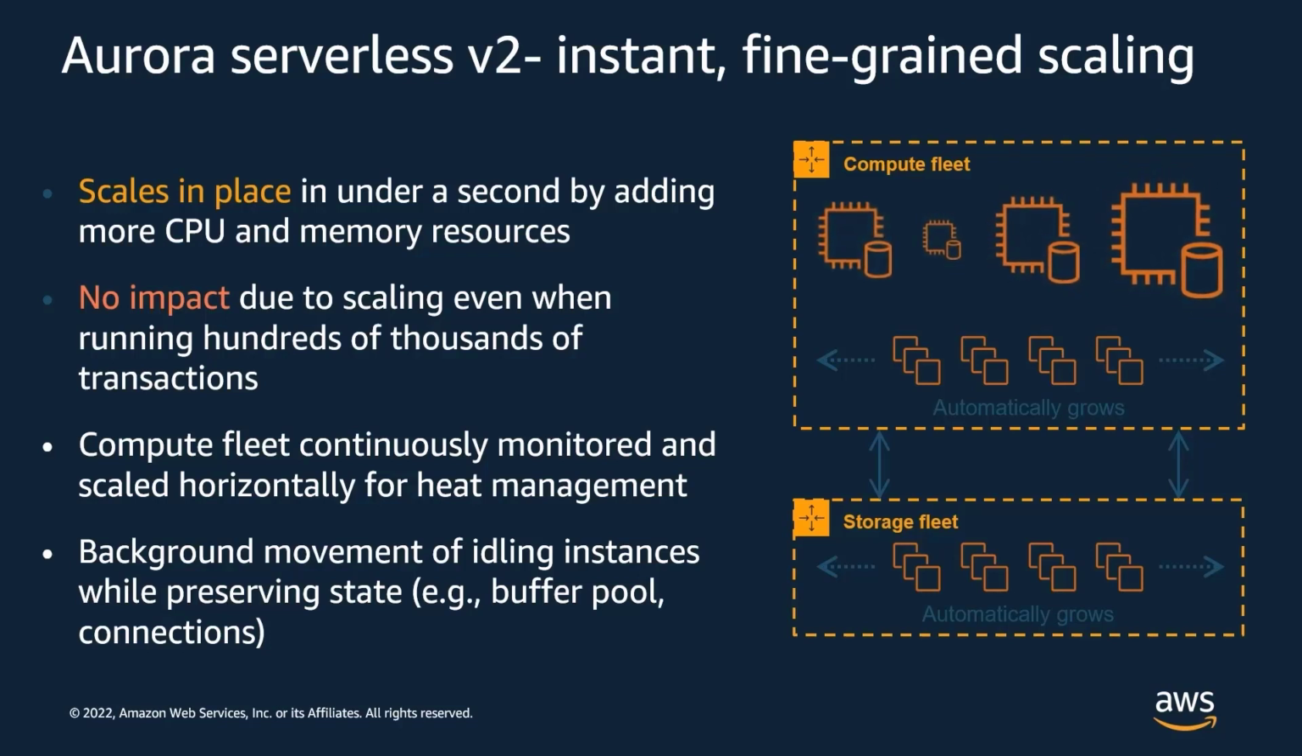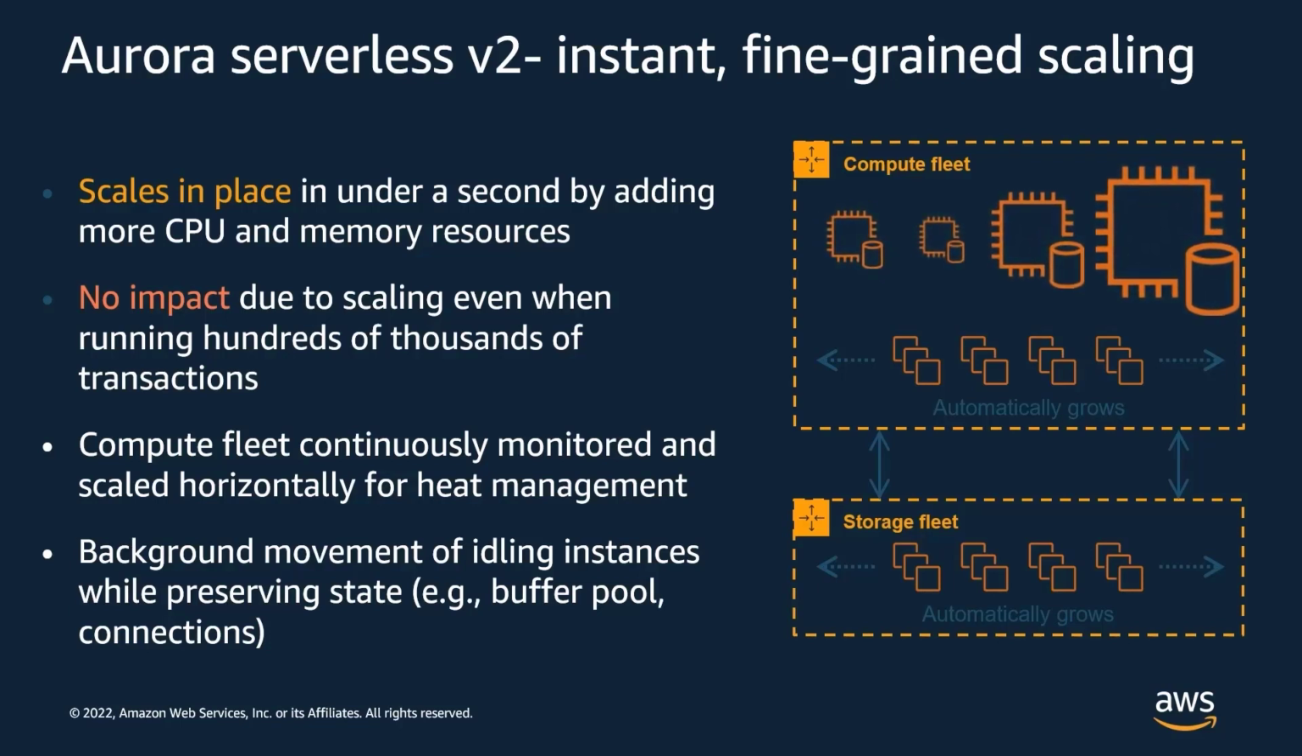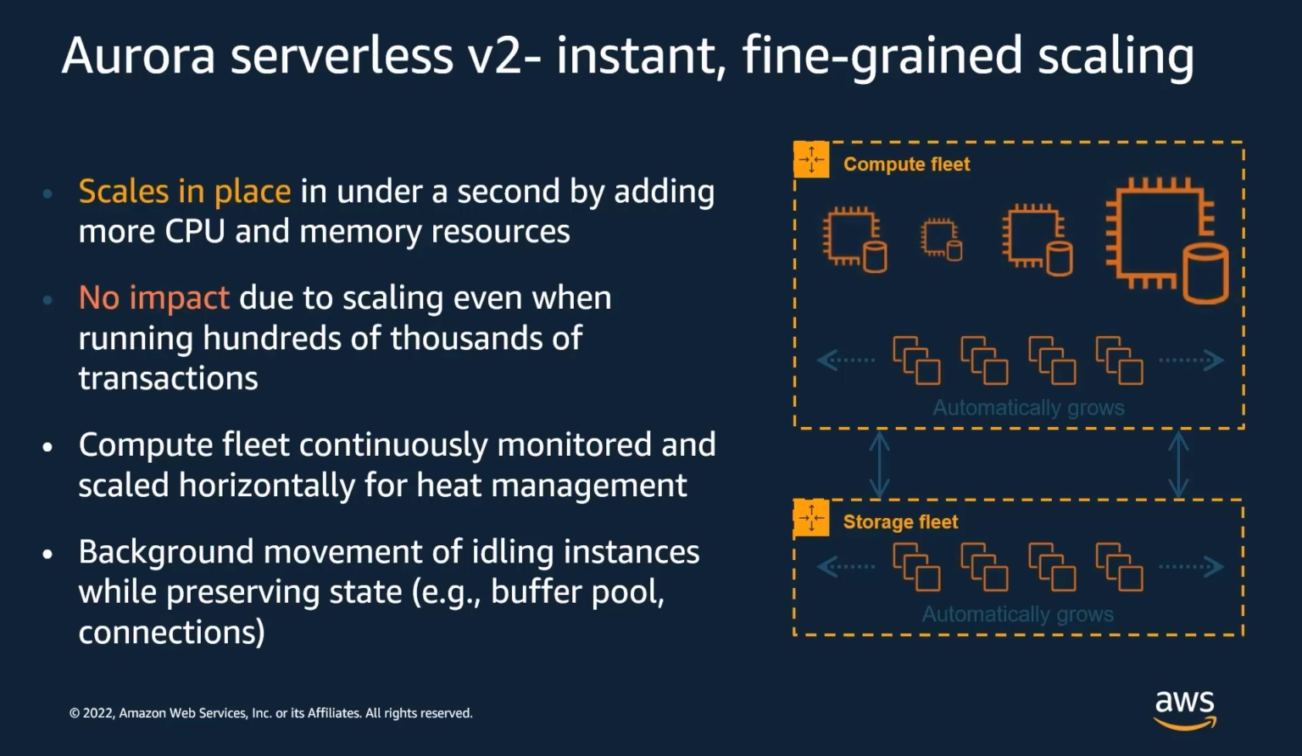Aurora Serverless v2 is able to scale in place and rapidly. We do this by taking a running database process and giving it more resources like CPU and memory, and that's how it's able to scale up instantly and, more important, non-disruptively. This is in contrast to the previous version of serverless, Aurora Serverless v1, which needed to find a safe point or pause for scaling. This is no longer the case with Aurora Serverless v2.